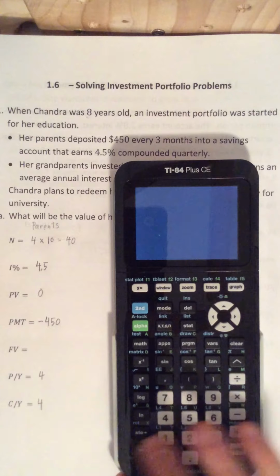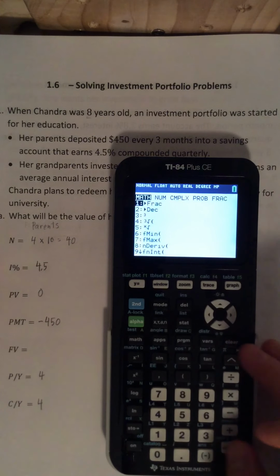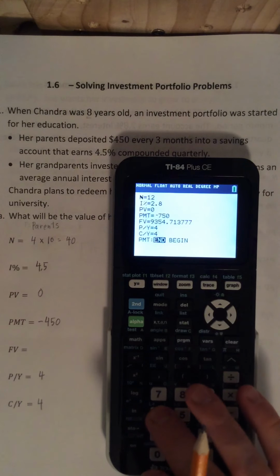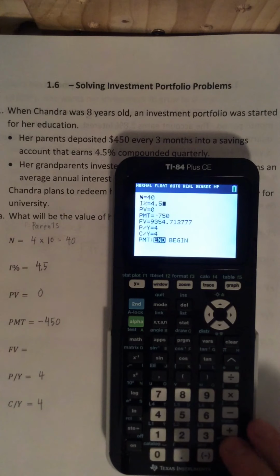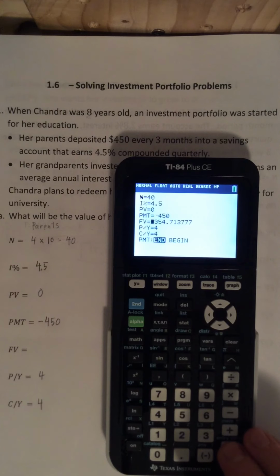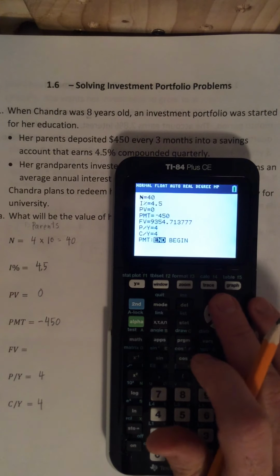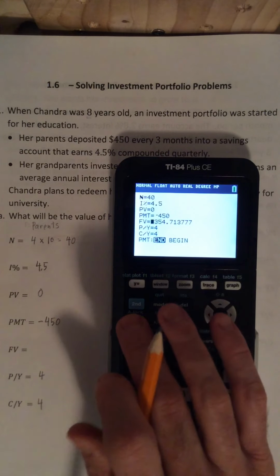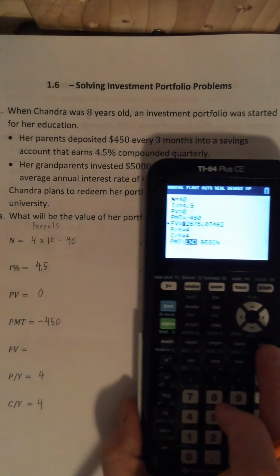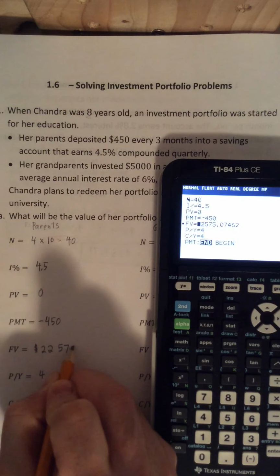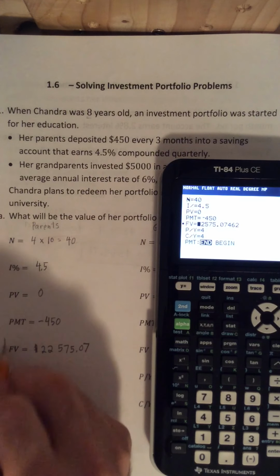Now we use the TVM solver here: go to apps, finance, the TVM solver, and we substitute this information in: 40 for N, 4.5, 0, and negative 450. We'll skip past the future value and enter 4 for the payments and compounding per year. Then go back, hit alpha and enter. This investment portfolio, by the time she's 18, will be worth $22,575.07.